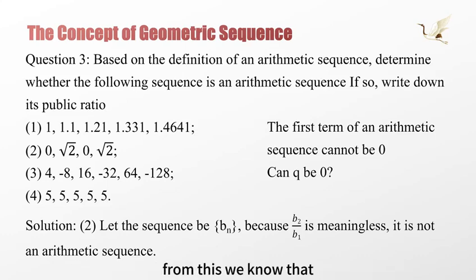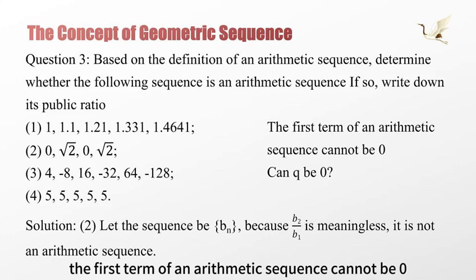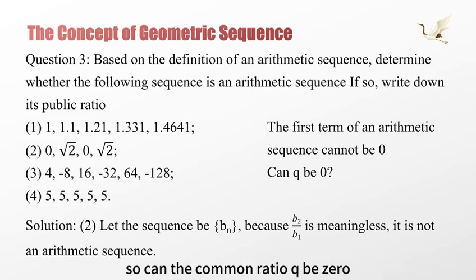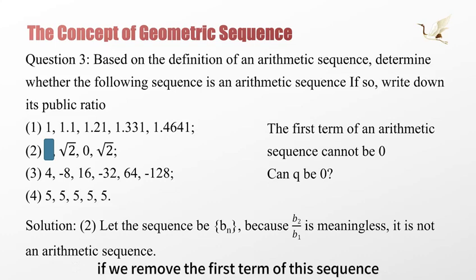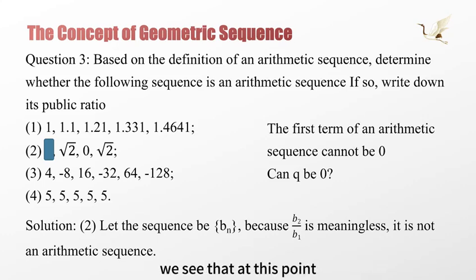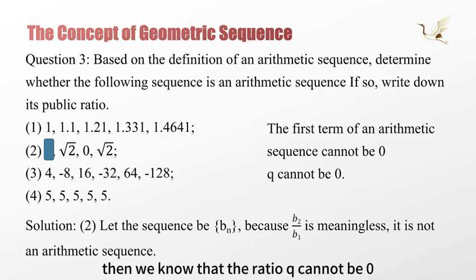From this, we know that the first term of a geometric sequence cannot be 0, so can the common ratio q be 0? If we remove the first term of this sequence, do the following numbers form a geometric sequence? We see that at this point, b2 over b1 is equal to 0, but because b3 over b2 is meaningless, it is not a geometric sequence. Then we know that the common ratio q cannot be 0.